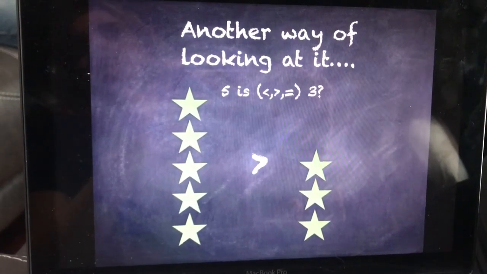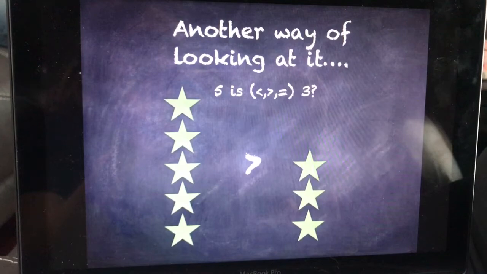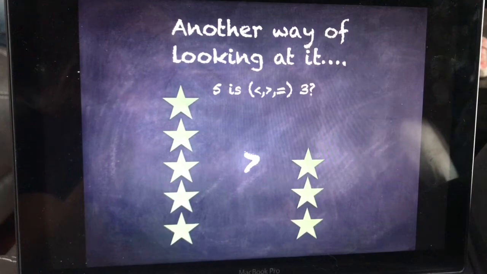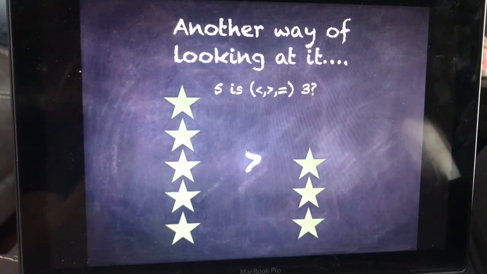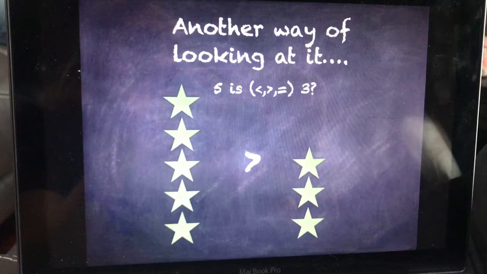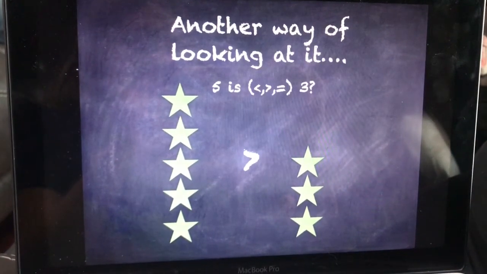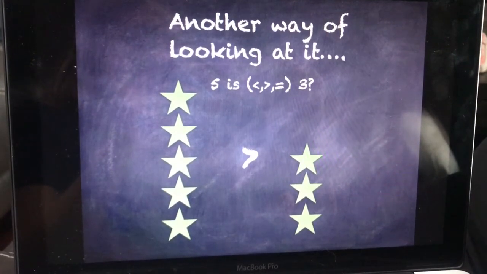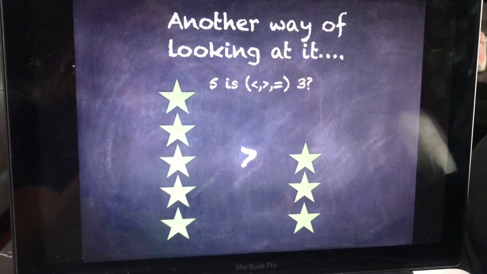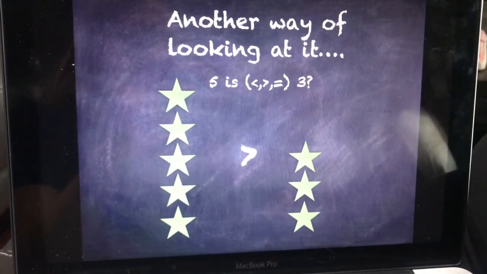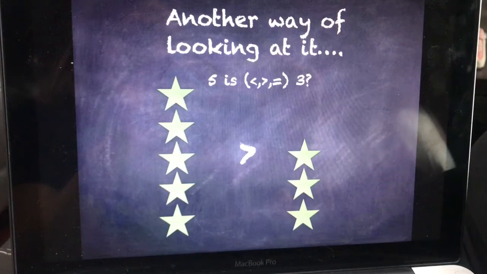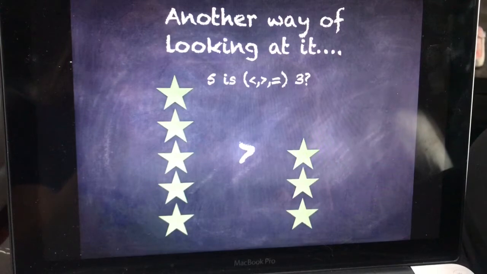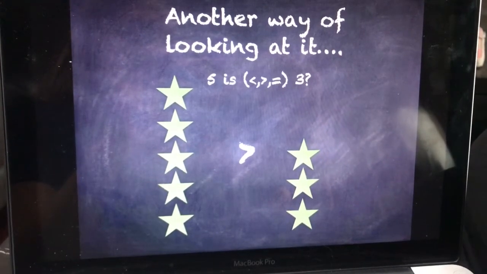All right, here's another way of looking at it using stars. This cluster of stars, how many stars are there? Yes, there are 5 stars. And how many stars on this side? You are correct. There are 3 stars. So the question is, 5 is greater than, less than, or equal to 3? Yep. That is the sign. 5 is greater than 3. Nice work.